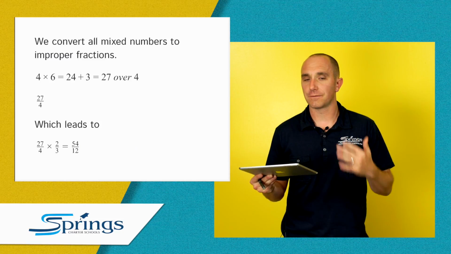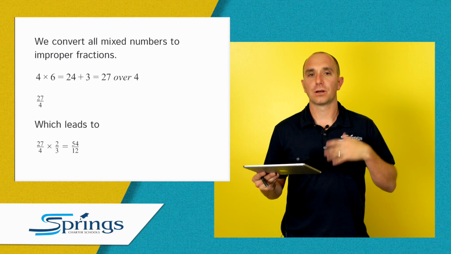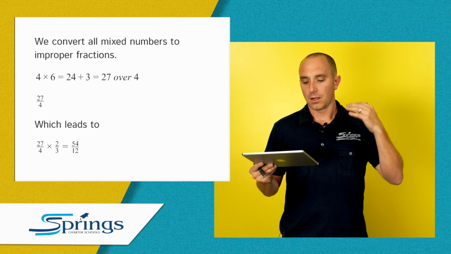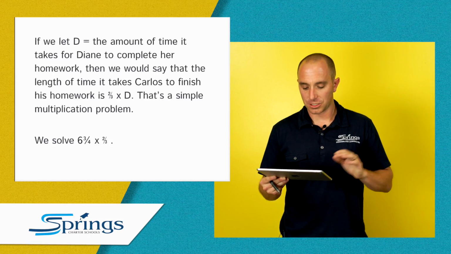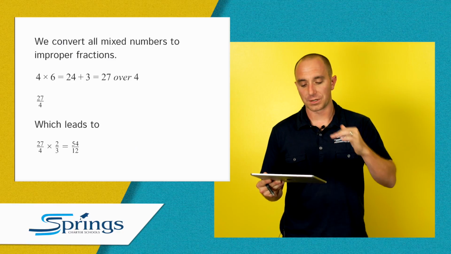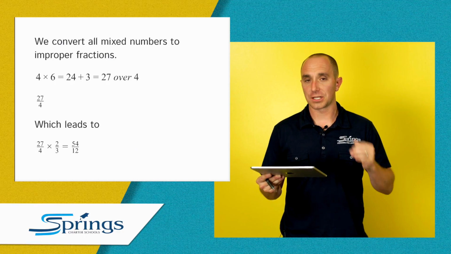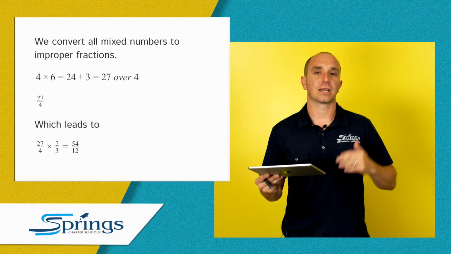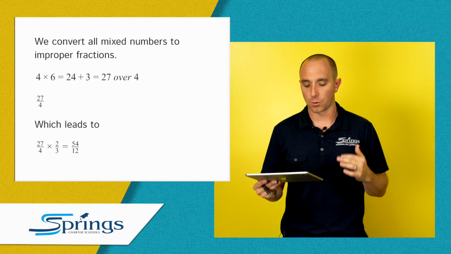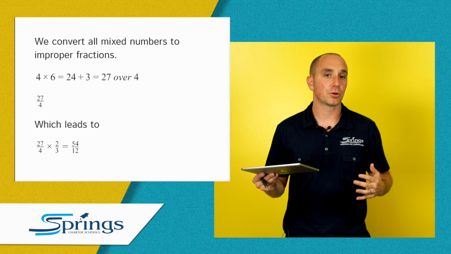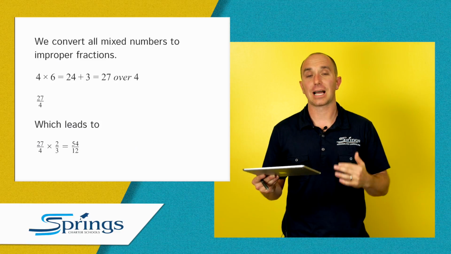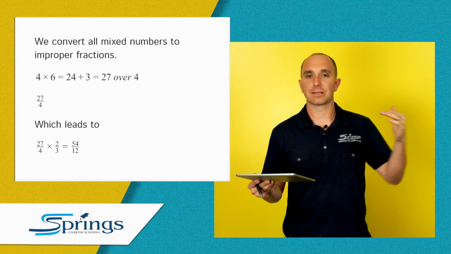So we need to convert that mixed number into an improper fraction. We're going to take our denominator 4, and multiply it by 6, our whole number. So we have 4 times 6 is 24, plus our numerator, which is 3. That gives us 27, and we're going to put it over the denominator of 4. So now we have 27/4. Now we're going to reset up that multiplication question. We have 27/4 times 2/3. And now we just simply multiply across.